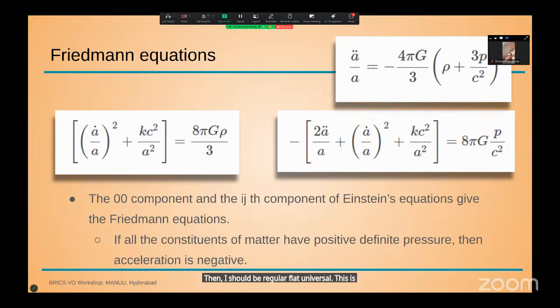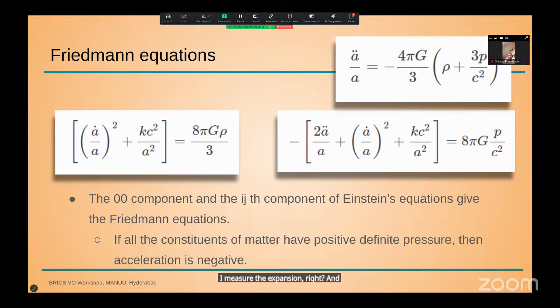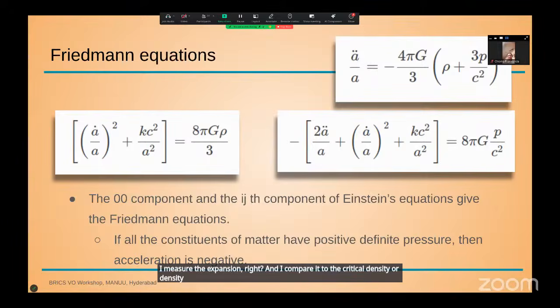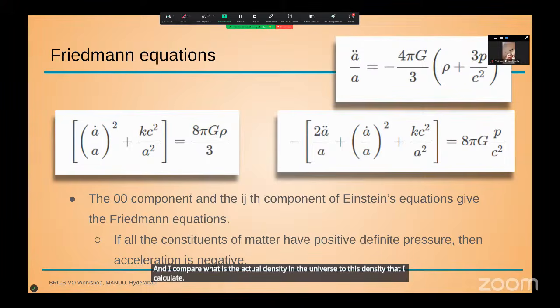This is how I can measure the geometry of the universe. I measure the expansion rate and I compare it to the critical density, a density which I can make up by using some fundamental constants, 8 pi G and 3, and the Hubble constant. And I compare the actual density in the universe to this density that I calculate. If it is equal, then K should be 0, and you should be in a flat universe.